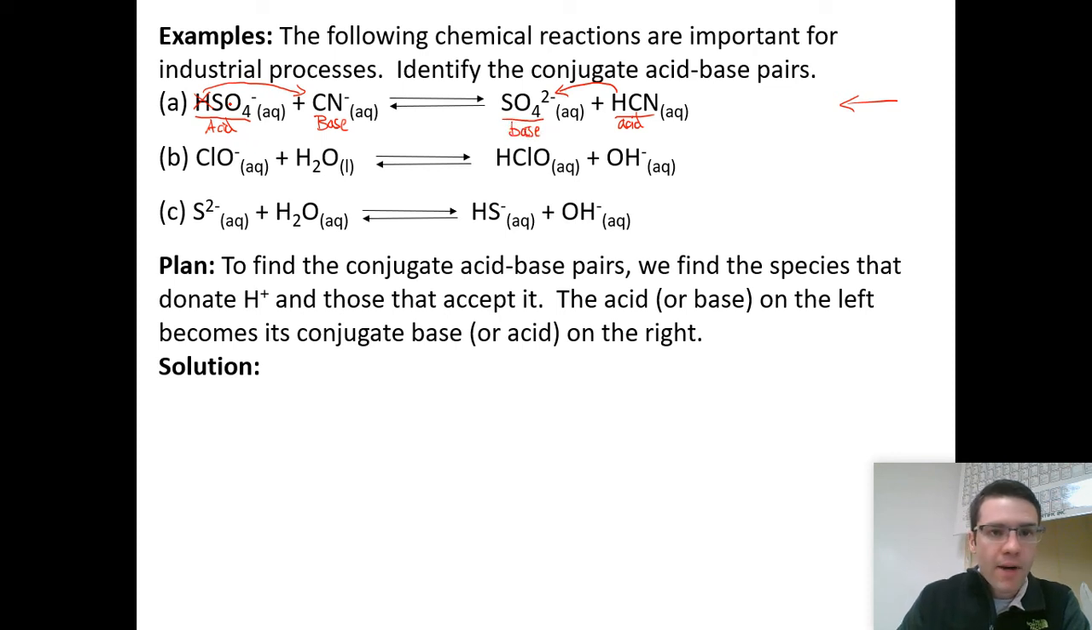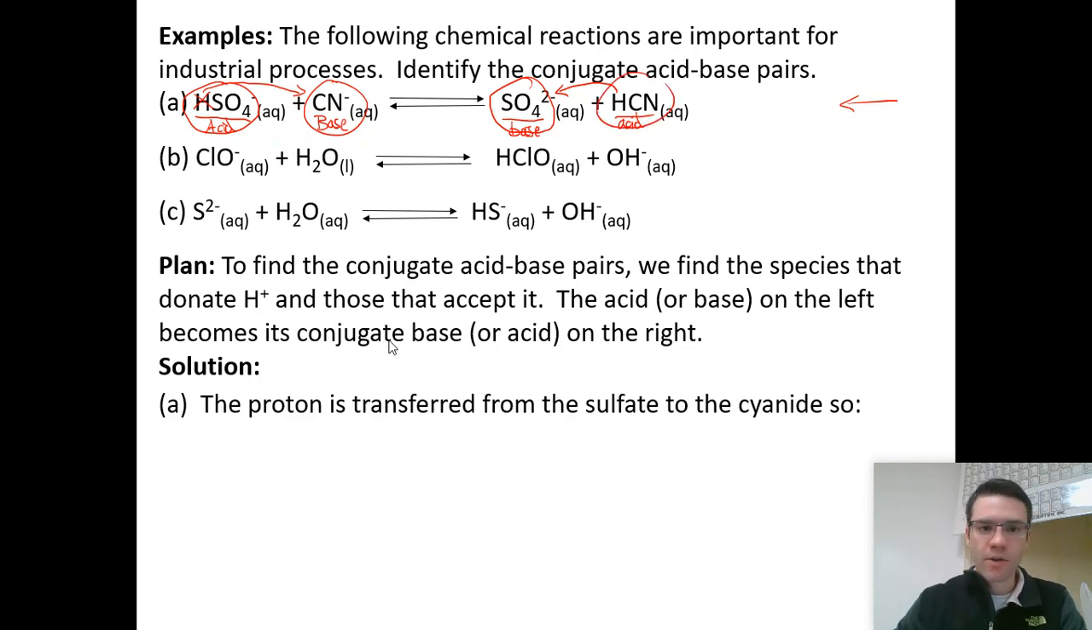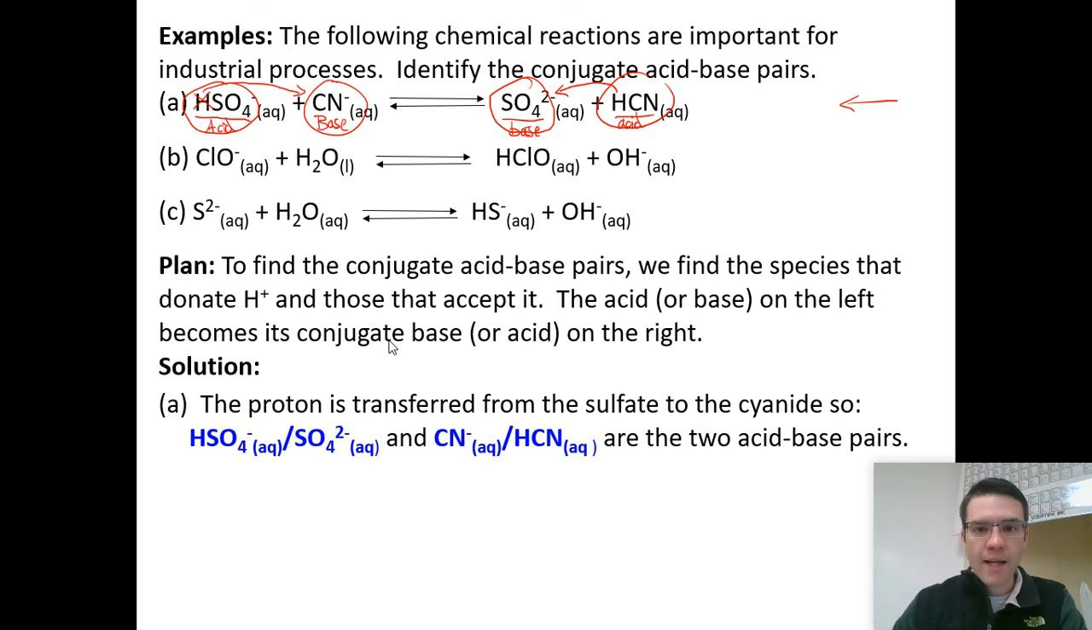And you're always going to find this, the two that differ only by one proton, it should be labeled as acid and base on either side of the reaction, and we have an acid and base on either side of the reaction here. You'll always have one acid and one base on each side of the reaction. So for part A, here's your acid-base pairs, your HSO4 and your SO4, and your HCN and your CN. Those are two acid-base pairs, and we have them labeled just like that.